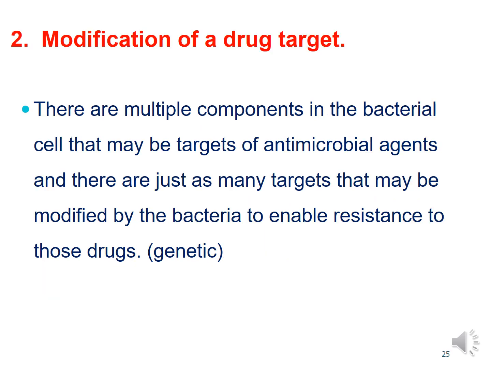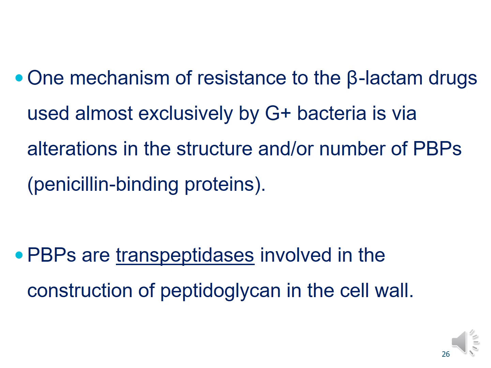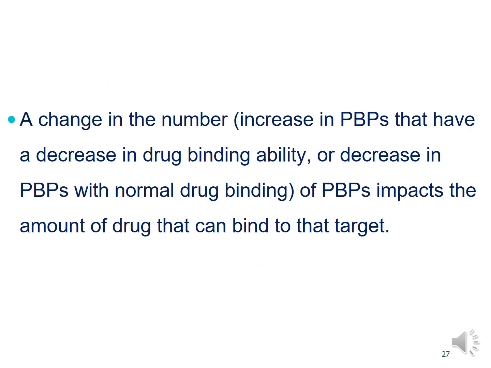Modification of targets. There are multiple components in the bacterial cell wall that may be targeted by antimicrobial agents, and just as there are many targets, they can be modified by the bacteria to enable resistance. One mechanism of resistance to beta-lactam drugs, mostly in gram-positive bacteria, is through alteration of the structure or number of penicillin-binding proteins. Penicillin-binding proteins are transpeptidases involved in the construction of peptidoglycan in the cell. A change in the number of penicillin-binding proteins impacts the amount of drug which can bind to the target. So an increase or decrease influences this factor.